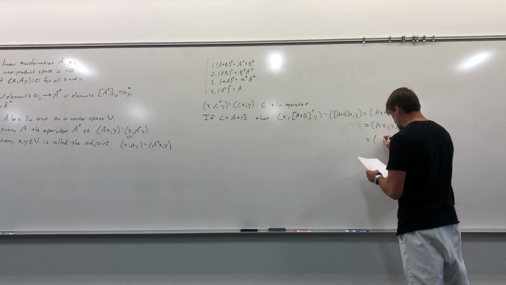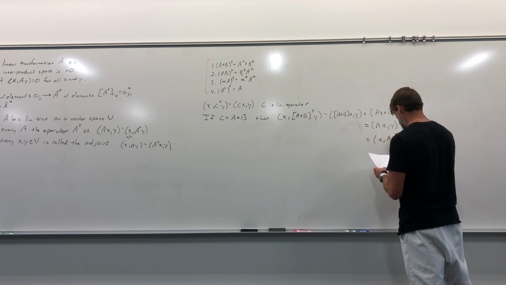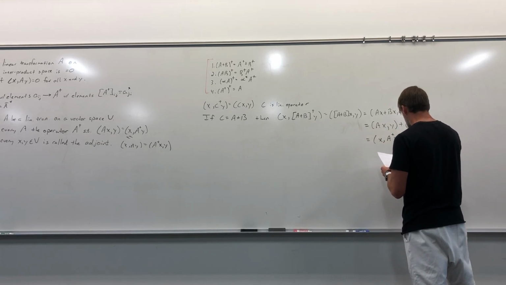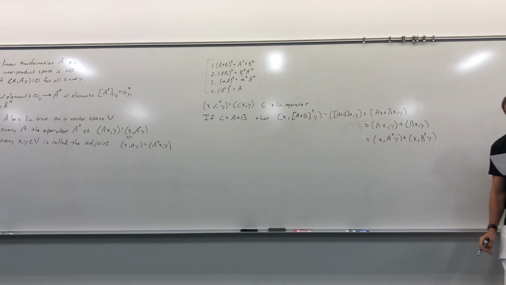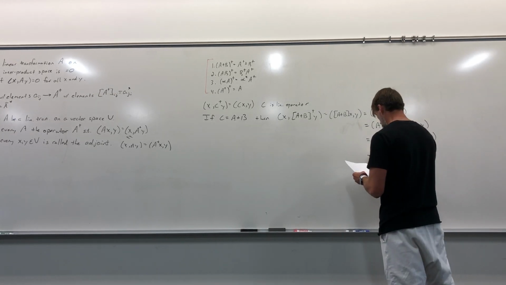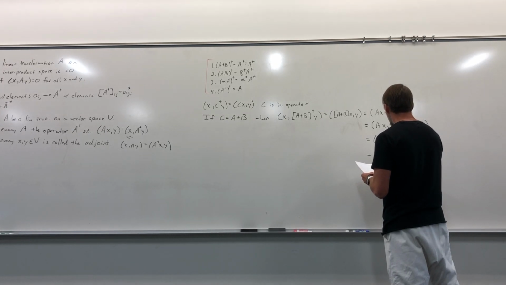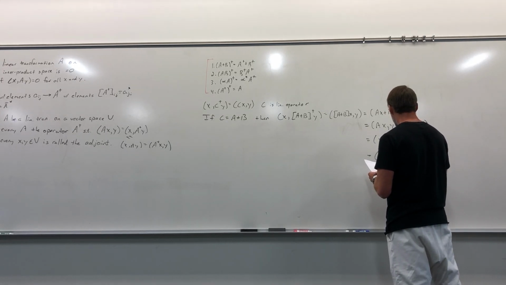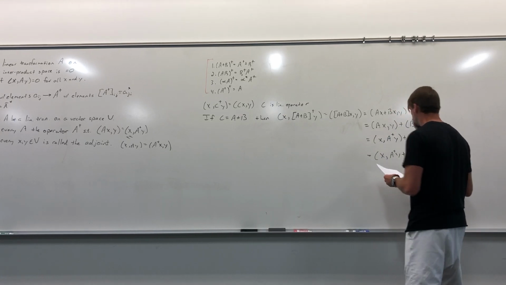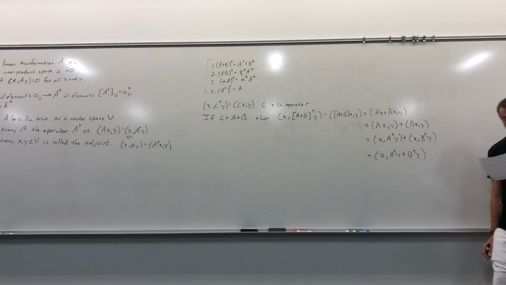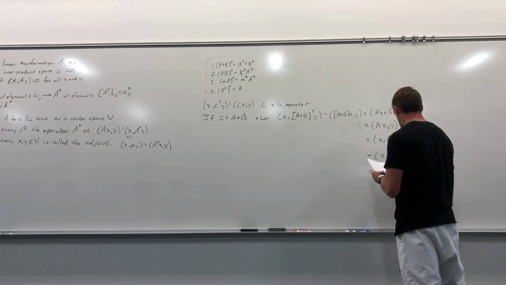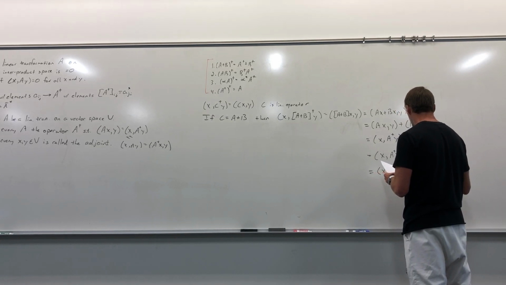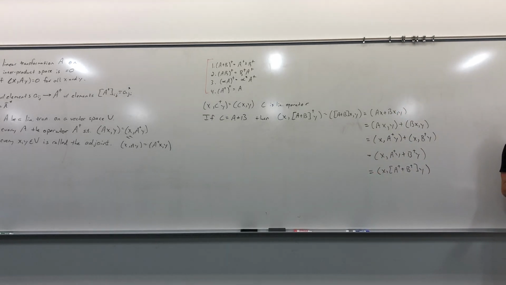Now we can utilize the definition of the adjoint to move these things around. That's in the definition of the adjoint. And then we can once again use the linearity of the inner product. And then once again we can use the linearity of linear operators.